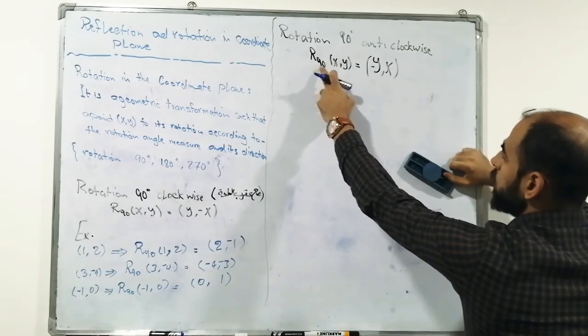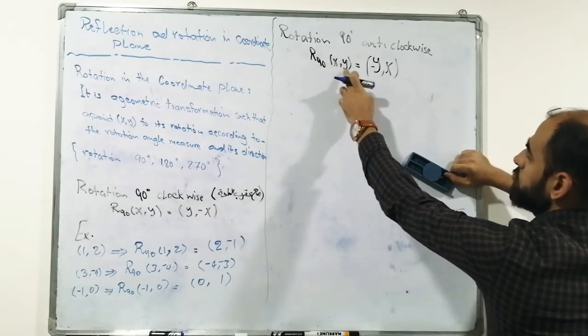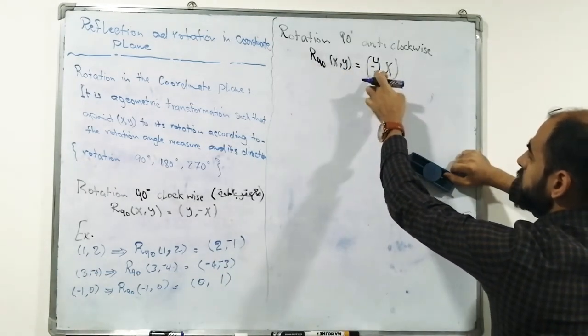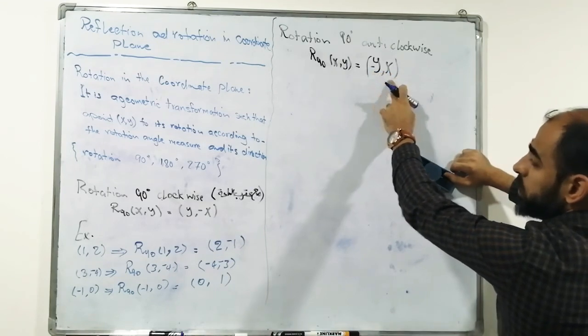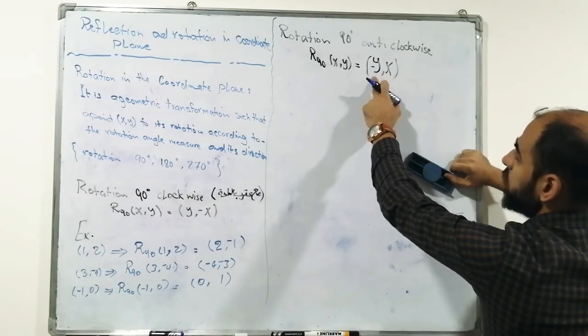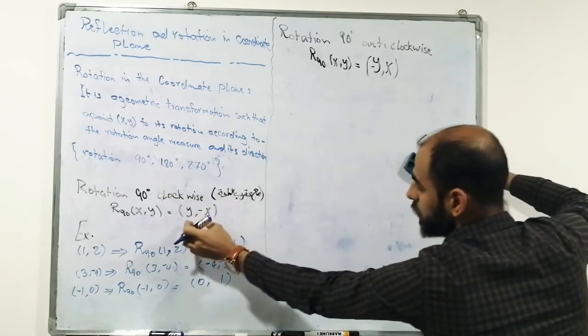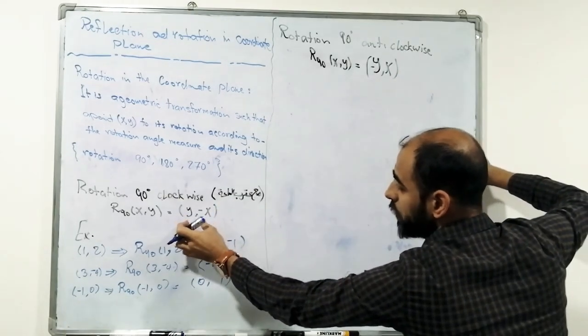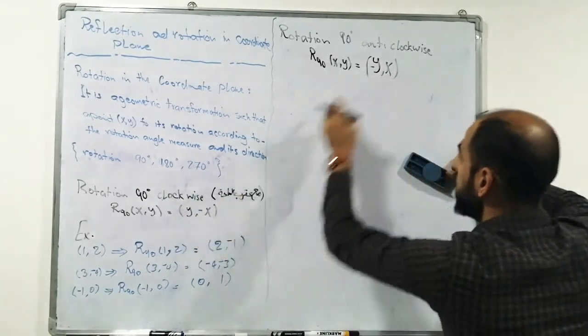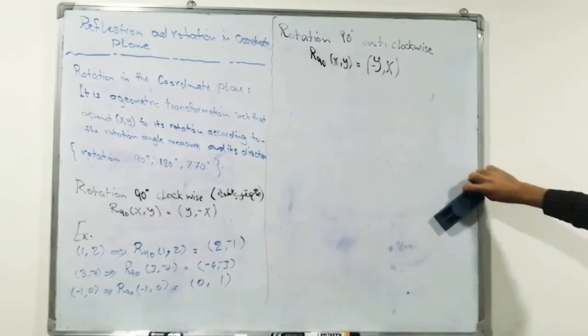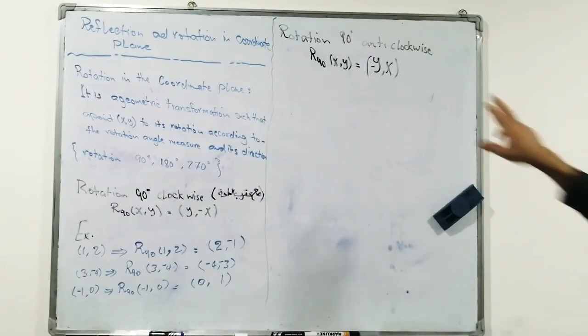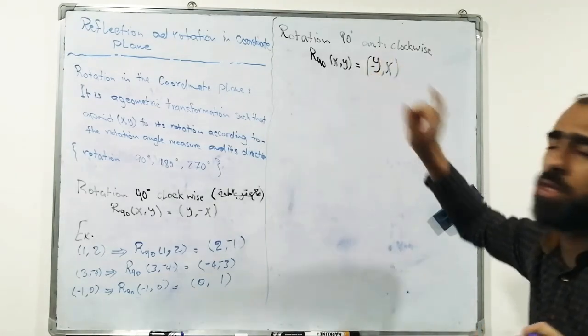Rotation 90 degree anti-clockwise for a point x, y, we have to put y instead of x and x instead of y, but here we have to change the sign of the first part. So after we rotate, if it was clockwise we change the sign of the second part, here we change the sign of the first part. Same idea, but with the rotation we change the sign of the first part.